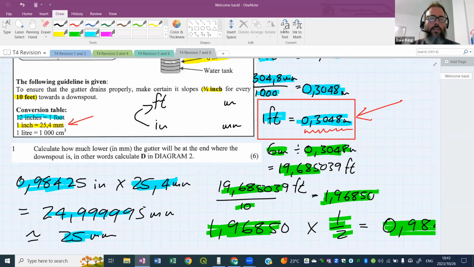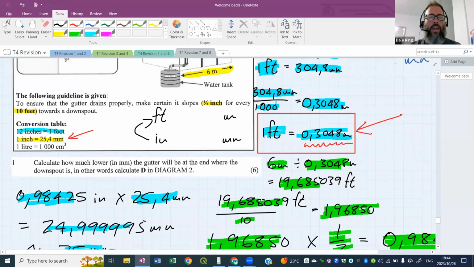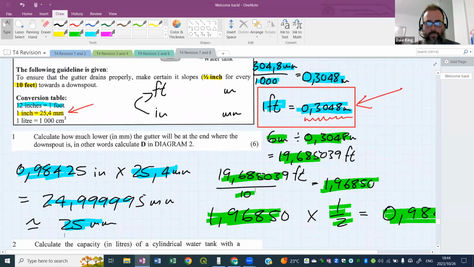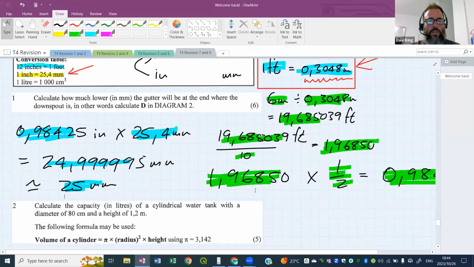Sure. And you're right. This one should have been for many more marks. All right. So the hard part here is to get a conversion from metric to imperial that you can work with in this scenario. They gave us meters and feet in the scenario, but they give us millimeters and inches in the conversion table that they gave us. I hope that makes sense. They really do make it difficult for you by not giving you the conversion that you need. All right. Let's move on to question number 2.